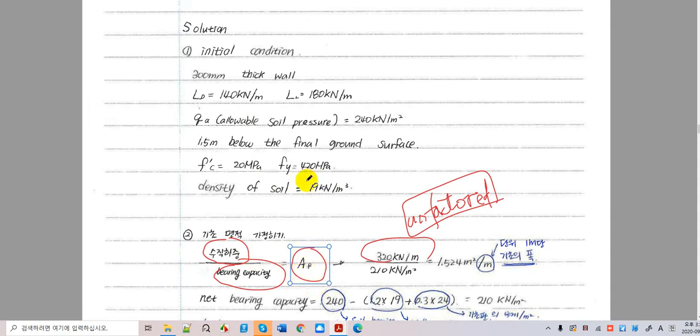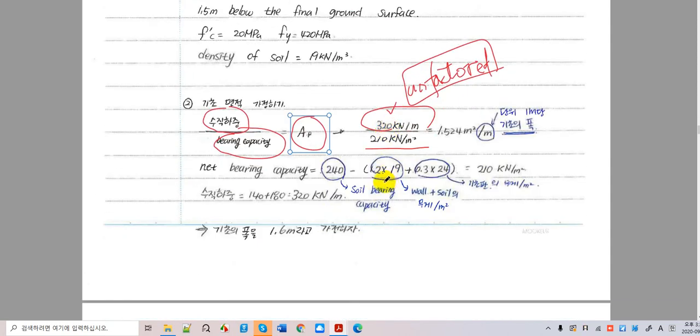So we want to use service load to calculate area, but area will be revised later for design of rebars and thickness of the foundation anyway. So we have 140, 180 and go here without load factors, and we have 240 for bearing capacity, but we need to subtract the load already existing on the foundation, which is the wall and soil weights and the weight of the foundation, right?